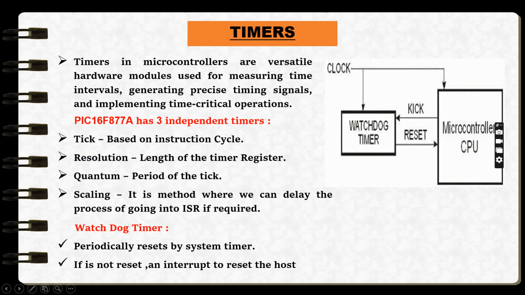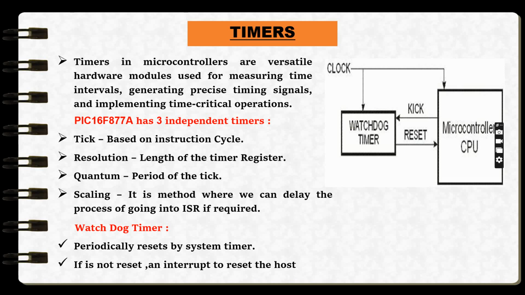Now let us look into the timers. Timers in microcontrollers are versatile hardware modules used for measuring time intervals, generating precise timing signals, and implementing time critical operations. The PIC16F877A microcontroller has three independent timers, measured in ticks.